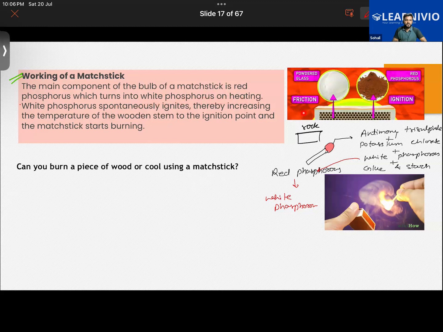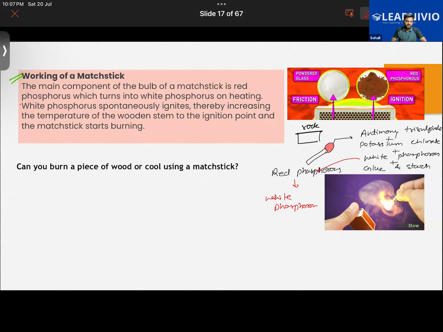Right. So when this is struck on a rough surface, due to friction, heat is generated. That heat will convert red phosphorus into white phosphorus, and white phosphorus burns better than the red phosphorus. So it will burn further, and thereby the ignition temperature of the stem of the wood will be reached. Sufficient heat will be generated to burn the wood. So that is the thing. Hope you have understood this.